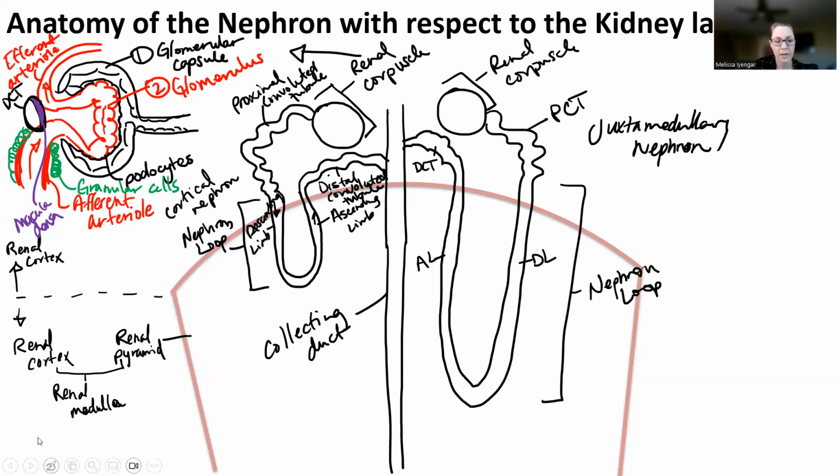Just think about the fact that this is how filtrate is going to be made. So here we have our proximal convoluted tubule. As we filter blood, our filtrate goes down the proximal convoluted tubule, down the descending limb of the nephron loop, up the ascending limb of the nephron loop, through the distal convoluted tubule into the collecting duct, okay? Then the filtrate is going to flow down the collecting duct from multiple nephrons.